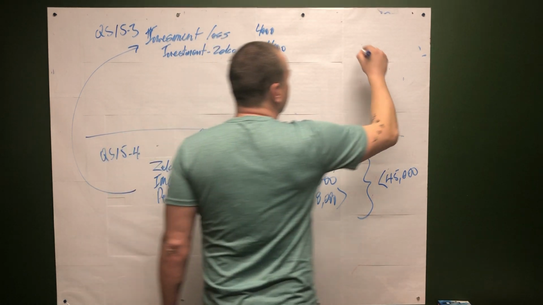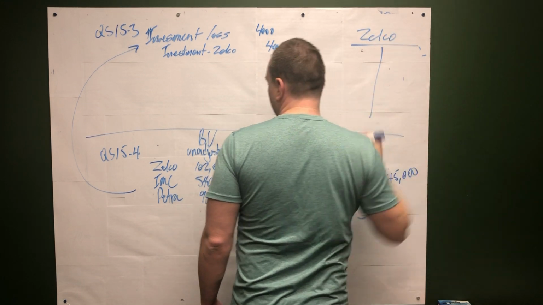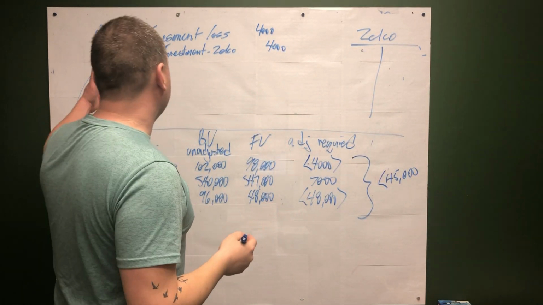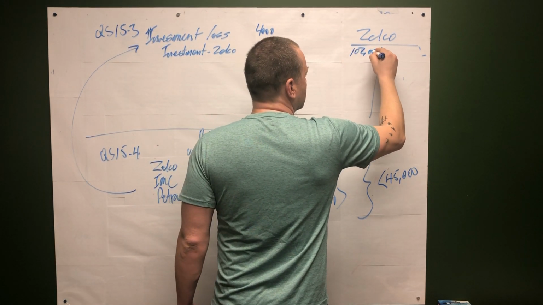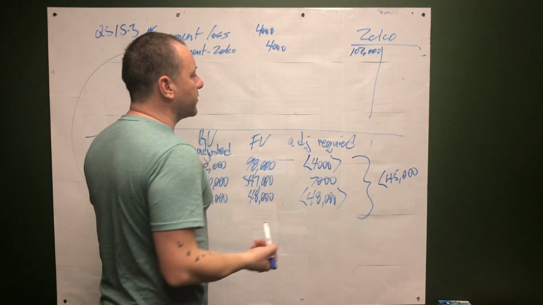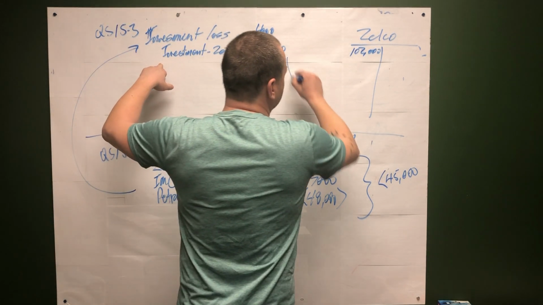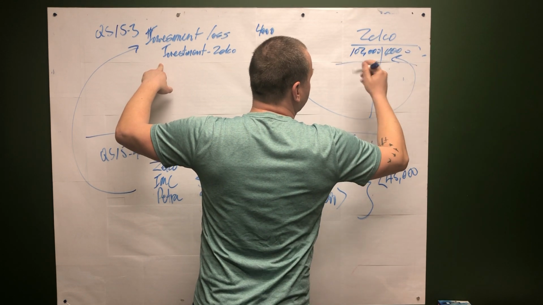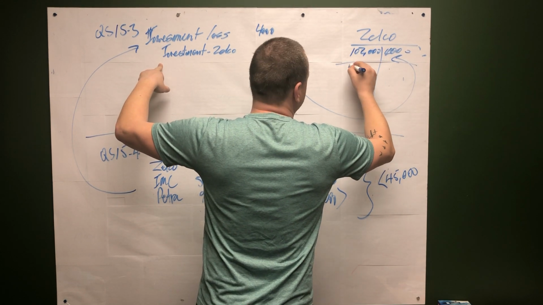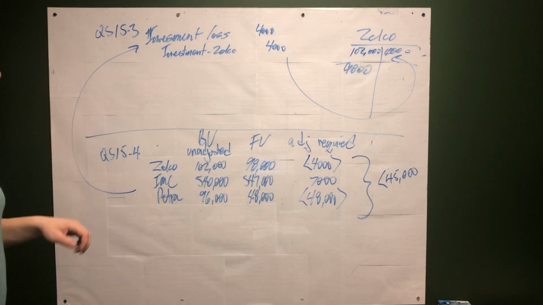So when we initially bought these Zalco shares, it would have been debit investment Zalco 102, credit cash. Now we make our fair value adjustment. Notice Zalco we have to bring it down, right? Bring that book value down to $98,000. That's how we do it. So we're good with Zalco.